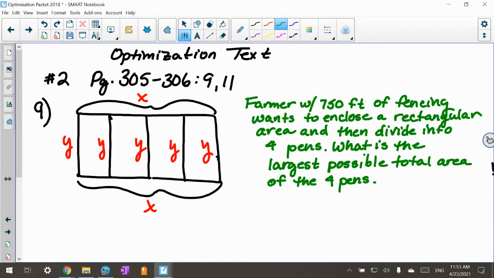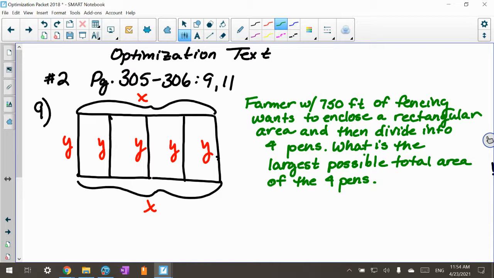Right, what I'm going to do in this one video is one of the problems that we have in our optimization section in our textbook for Calculus 1. This first one is number 9 on page 306. And on number 9, this is the situation.